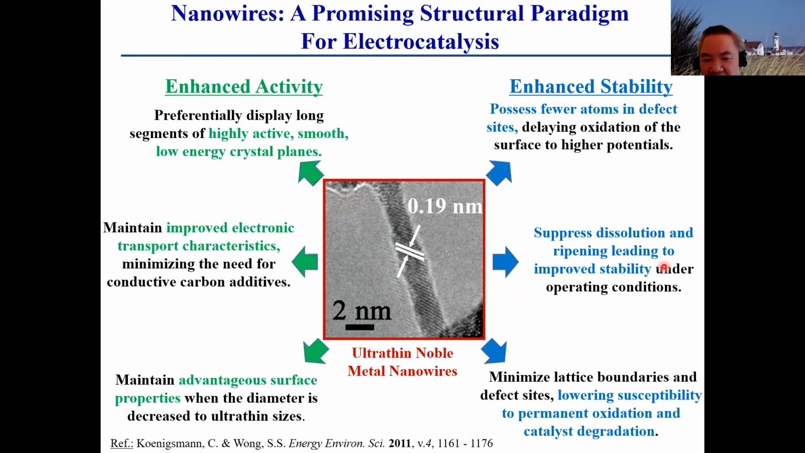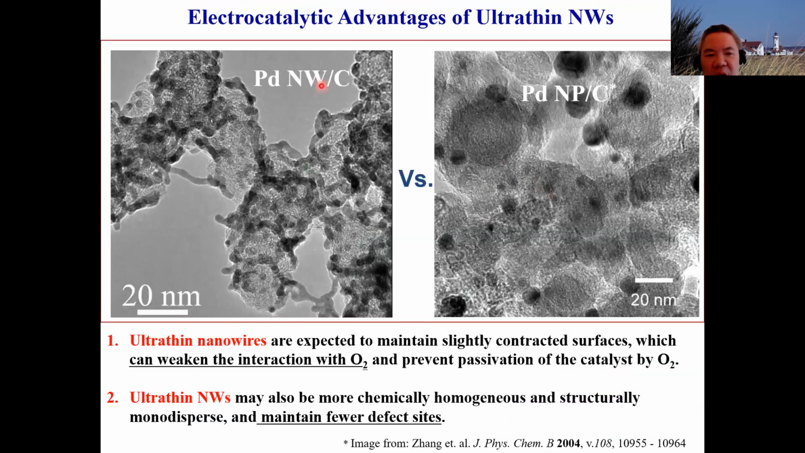They don't dissolve and they don't oxidize. They don't degrade. They don't break apart quite as easily as your standard platinum nanoparticles. And so if you look at a picture of some of the wires that we make on the left-hand side versus the particles that are commercially available on the right-hand side, our wires, even from a glance, are going to have fewer defect sites, more chemically homogeneous, structurally monodispersed. They're going to weaken the interaction with oxygen and prevent passivation of catalysts.